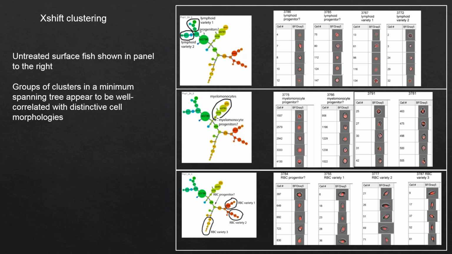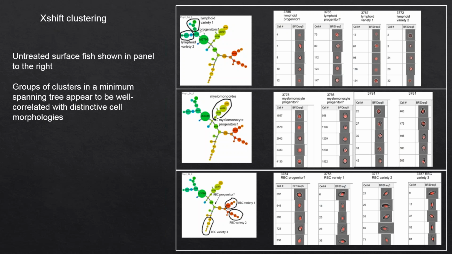So then if we do Xshift clustering on the feature values and make spanning trees in the Xshift package, and this spanning tree is basically drawing out the clusters, each cluster connected to its most similar nearest neighbor cluster. Basically the same idea as if you've run SPADE or something like that.